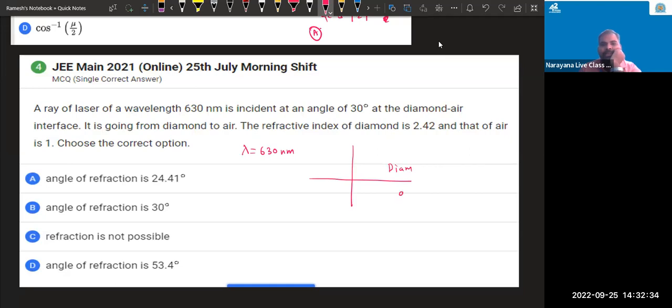Diamond and air interface. It is going from diamond to air. This is the normal line. This is the incident ray. What is the angle of incidence? 30 degrees. The refractive index of the diamond is 2.42, but the refractive index of the air is 1. Then choose the correct option.